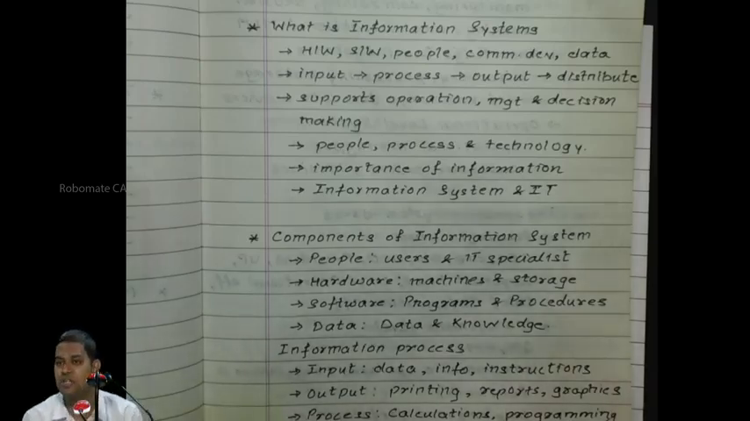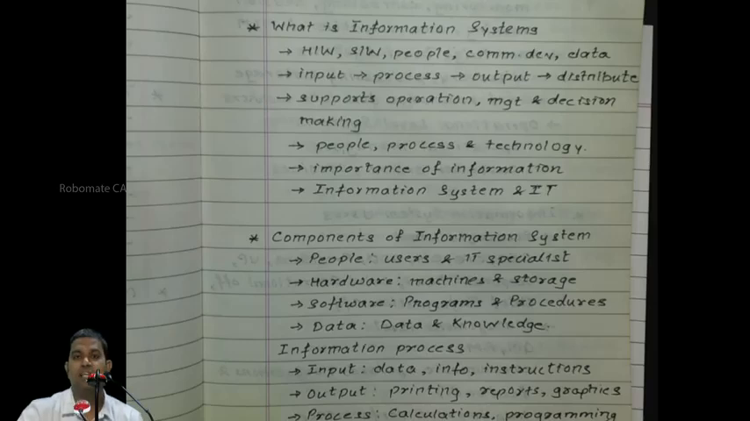And the procedures. Procedure is nothing but doing things step by step, which is called what? Procedure. And last but not the least is the data. Now, there is a relationship between data, information and knowledge. Data is just the collection of facts and figures. You may or may not understand.